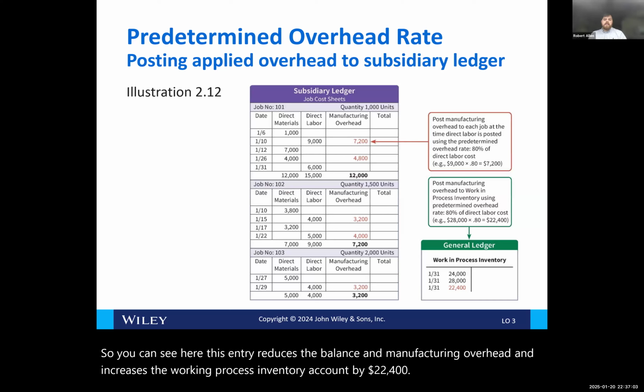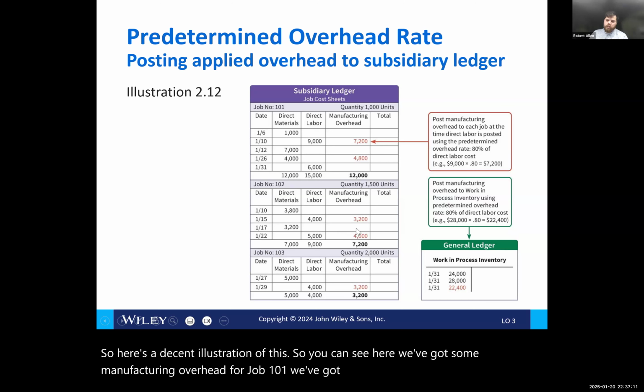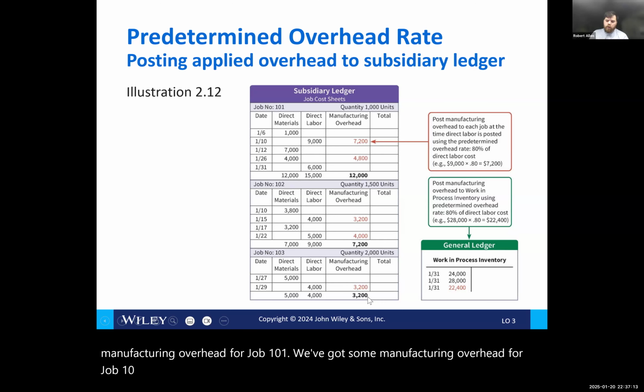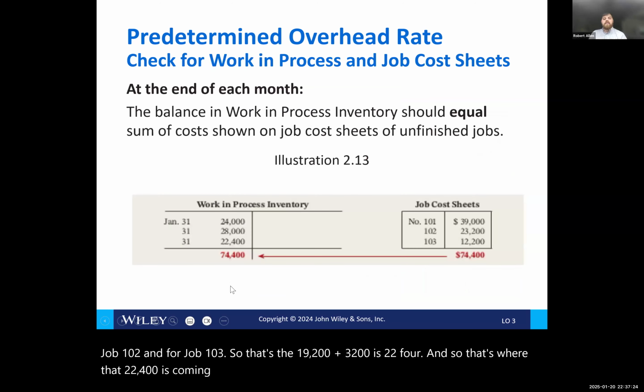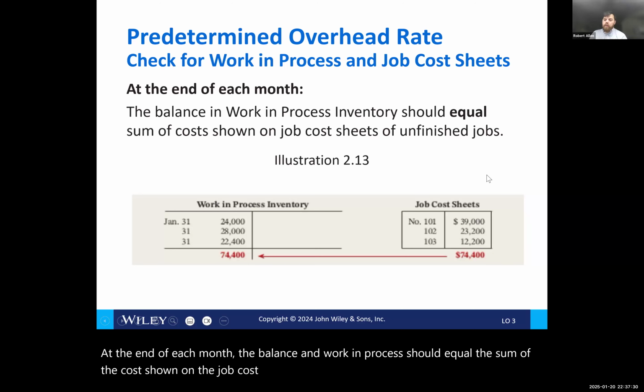So here's a decent illustration of this. You can see here, we've got some manufacturing overhead for job 101. We've got some manufacturing overhead for job 102 and for job 103. So that's the 19,200 plus 3,200 is 22,400. And so that's where that 22,400 is coming from. Okay. At the end of each month, the balance in work in process should equal the sum of the costs shown on the job cost sheets. And so that's what we saw just a moment ago.